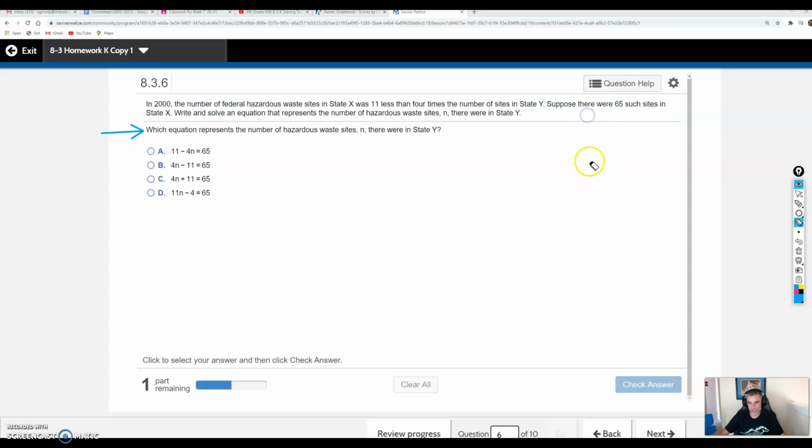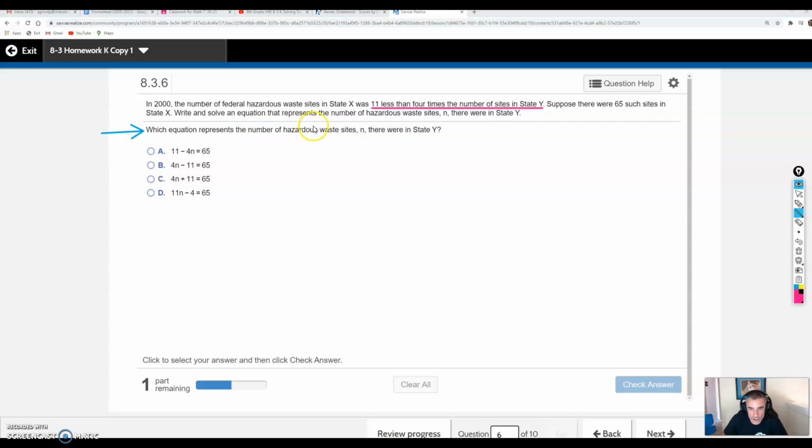All right? Now, there's one key sentence in here, or part of a sentence, that actually spells out what the equation is. It says the number of federal hazardous waste sites in state X was 11 less than 4 times the number of sites in state Y. All right, that sentence right there is our equation. It's just written in English. So we have to take that and translate it into math. All right, 11 less means we're going to subtract 11, and 4 times the number of sites in state Y means we're going to multiply something by 4.